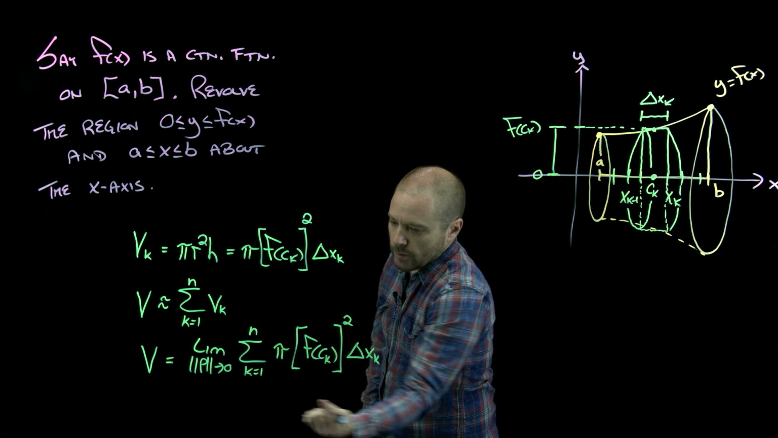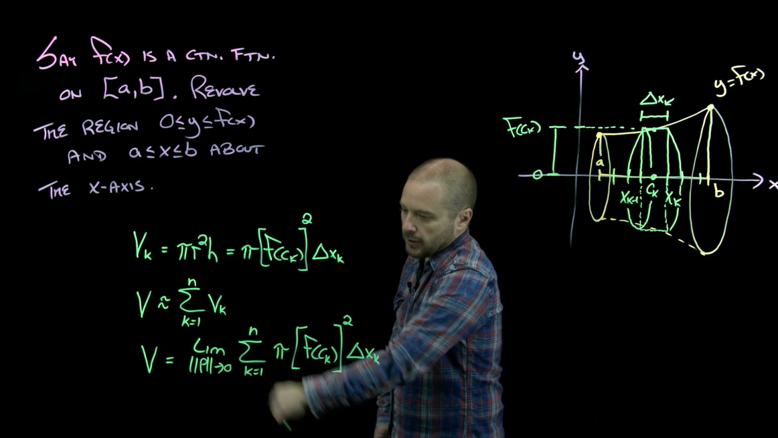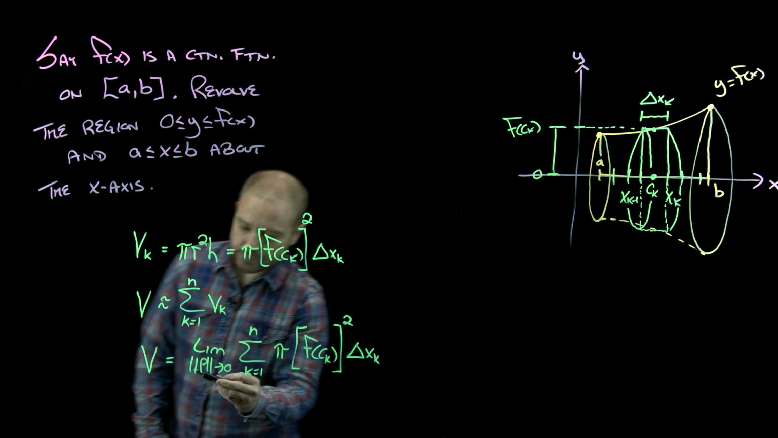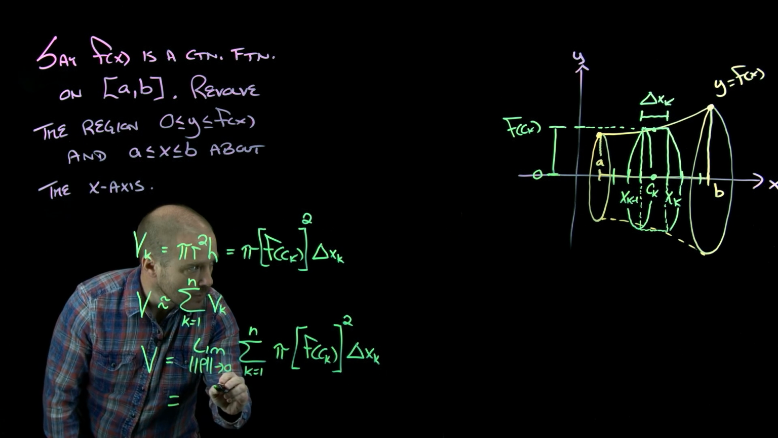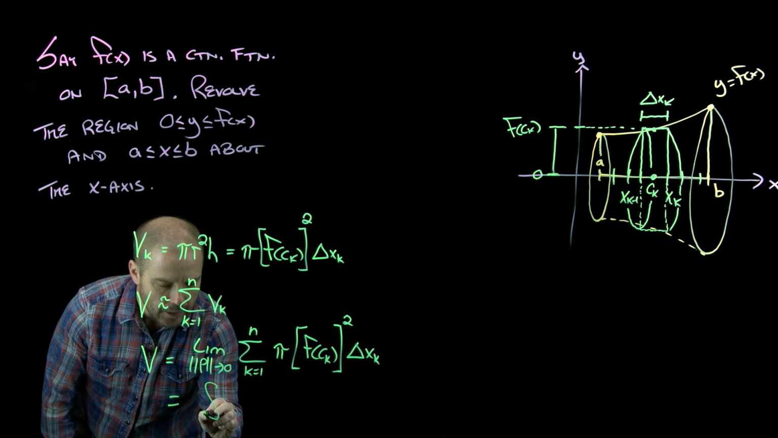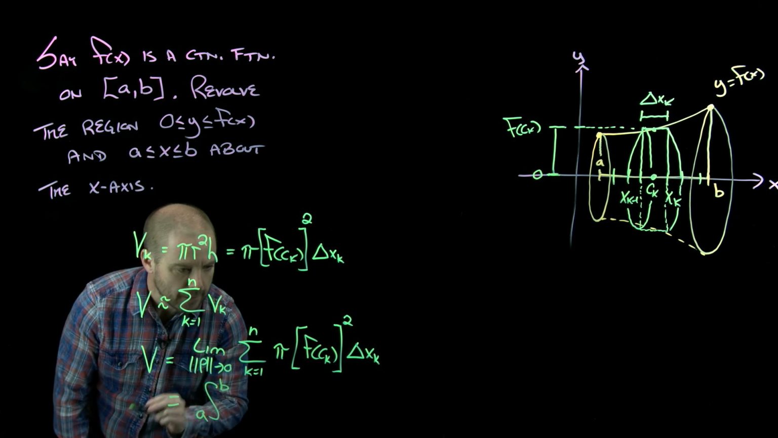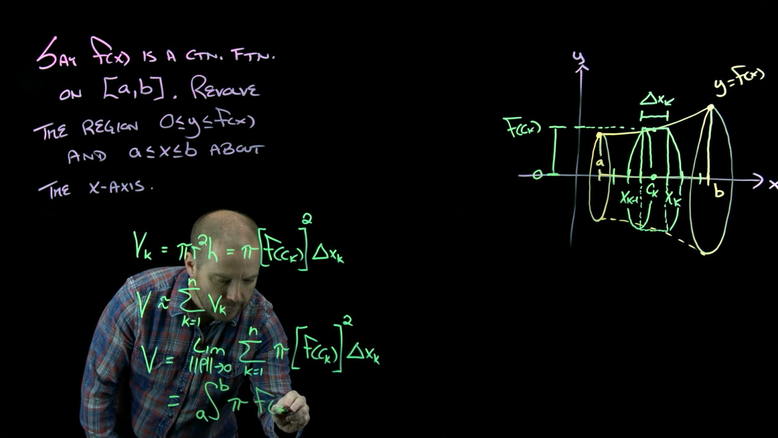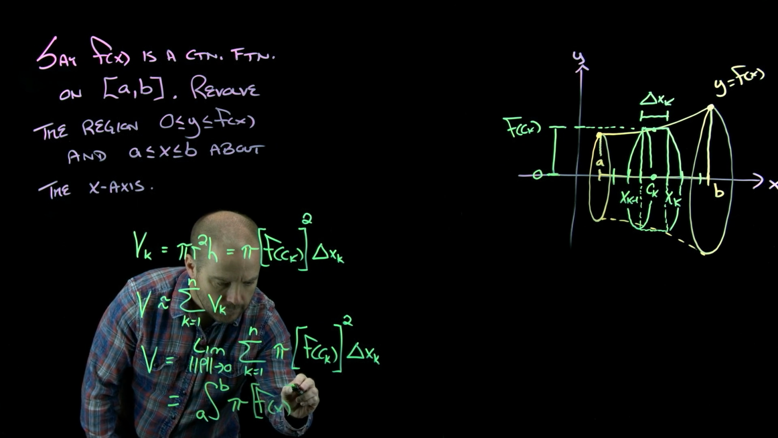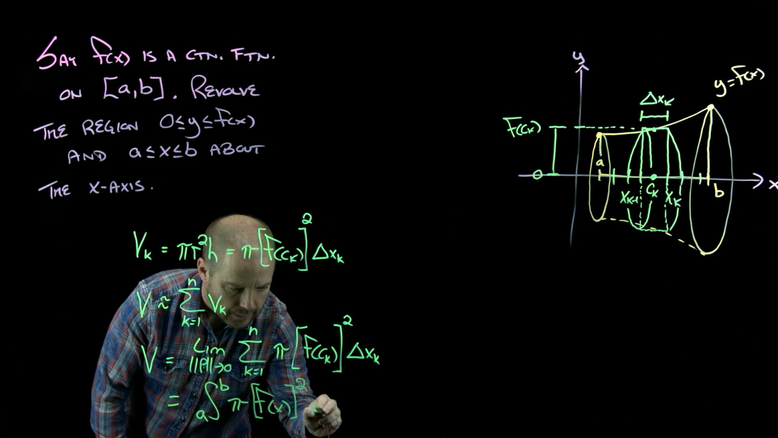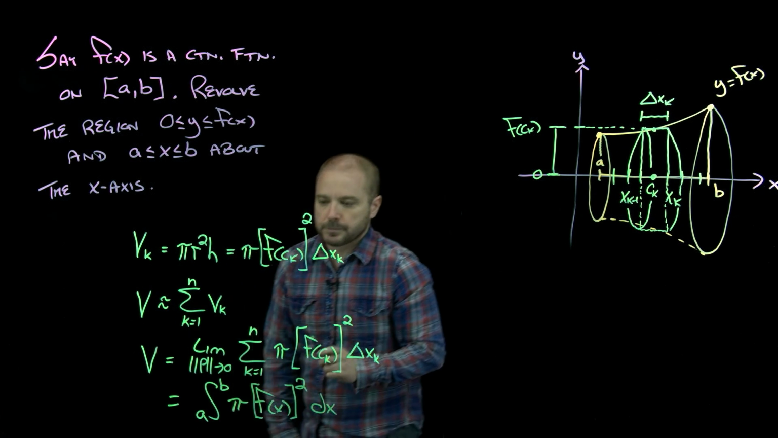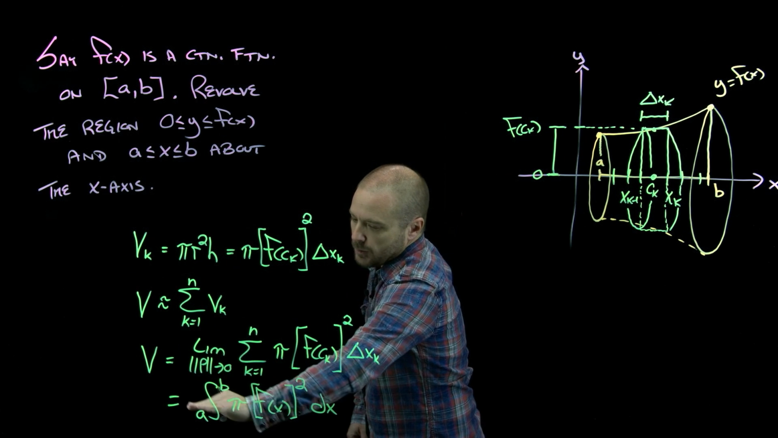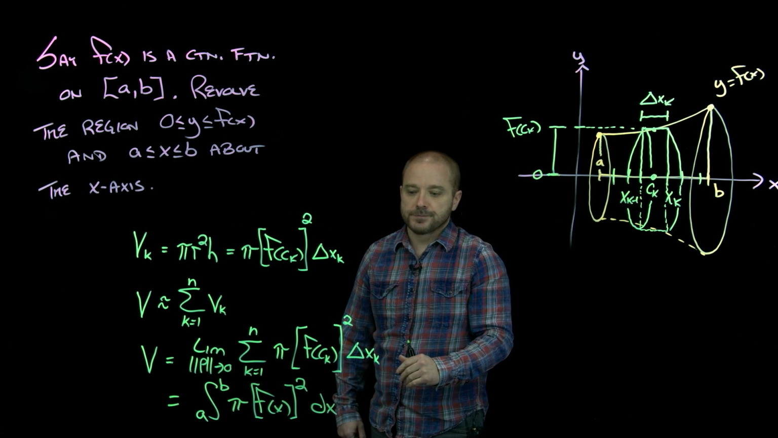And as we've seen before, this is the definition of the definite integral. So this is equal to the integral from a to b of pi f of x squared dx. So now we have our volume expressed as an integral.